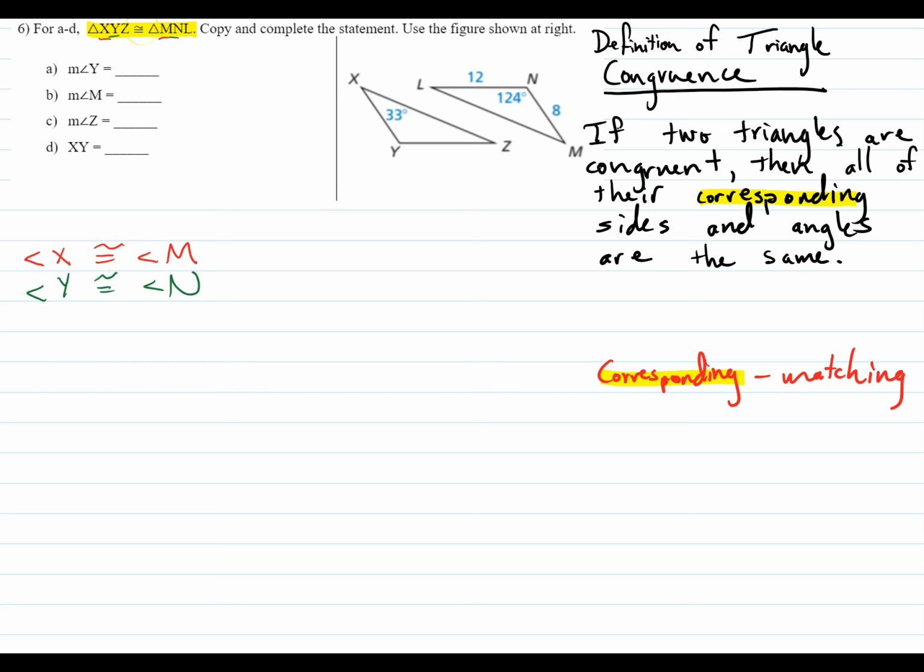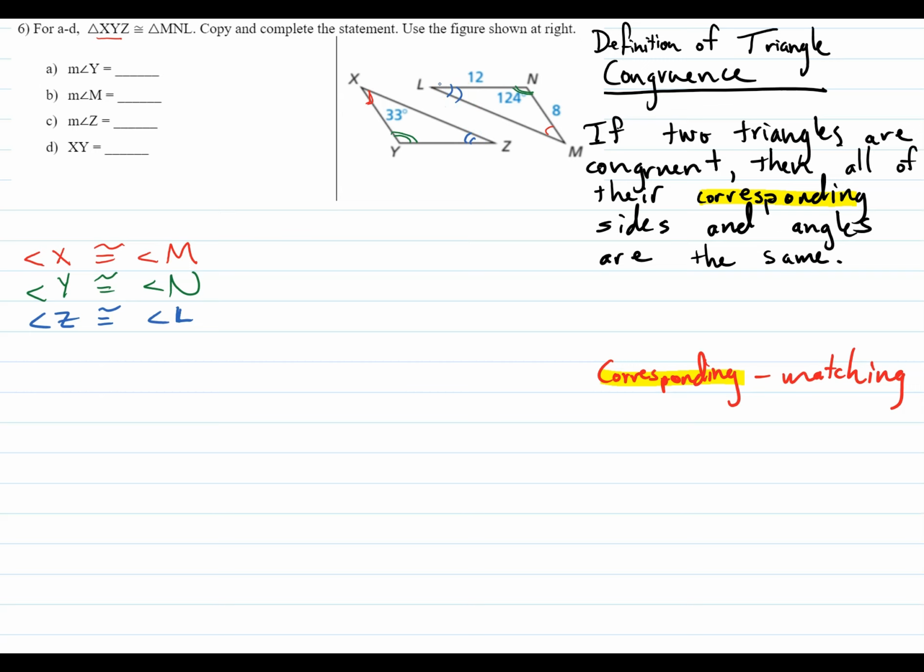So the ordering is important. Then the third is Z and L. So angle Z corresponds to, or is congruent to, angle L. And then we're going to do the same thing with the sides. So now we look at two letters. The first two letters of this are X and Y. Before we do that, let's mark this up. So angle X and M are corresponding. Angle Y and angle N are corresponding. And angle Z and L are also corresponding.